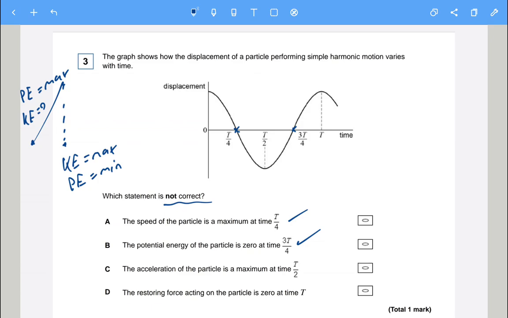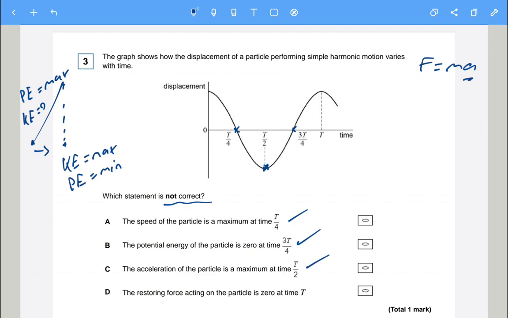So if you think about it at this point in time, for T/2, it's its maximum displacement. So when you're in maximum displacement, there's a force that's pulling you in, and you're actually changing direction. So if you have to stop and change direction, the force applied would be its largest. And obviously F equals ma. So if you've got a large force pulling you back in, a restoring force, that would indicate that you've got your maximum acceleration. So C is correct as well.